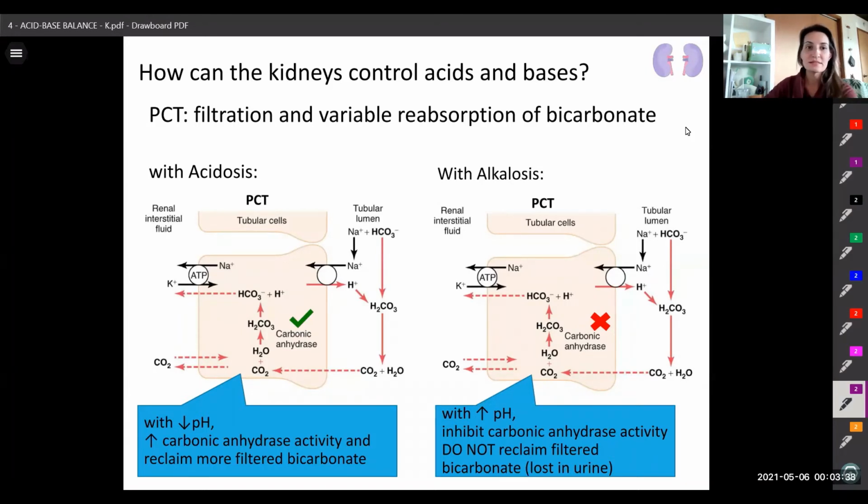So what this means is that when an individual experiences acidosis, when they have a low body fluid pH, that's when carbonic anhydrase is going to be most active. And that's the condition under which we want to reabsorb filtered bicarbonate. We want to take it back. We don't want to lose base, right? We're going to keep the base. And so we upregulate this process of reabsorbing the filtered bicarbonate, right? So we can say with a decrease in pH, we get an increase in carbonic anhydrase activity, and we reclaim more filtered bicarbonate.